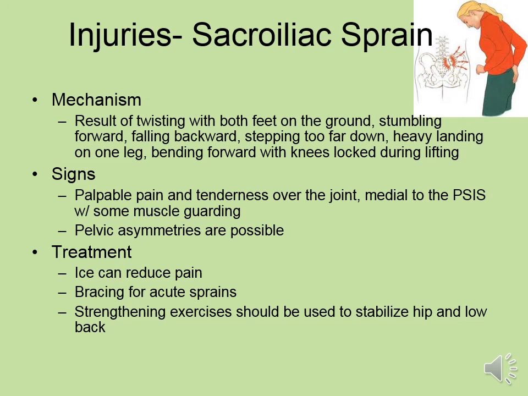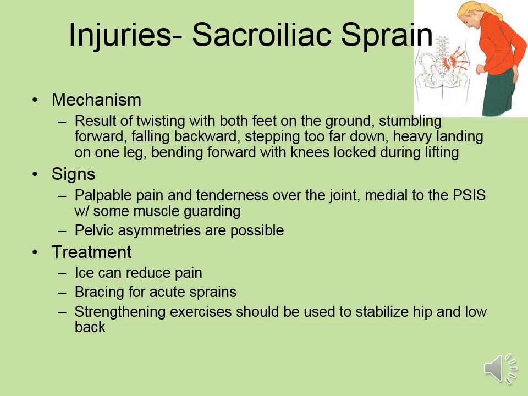Signs here would be palpable pain and tenderness over the joint, medial to the PSIS or the posterior superior iliac spine, and they'll have some muscle guarding, sometimes in the low back, sometimes in the posterior hip or the glute area. The person could have pelvic asymmetries, so if we have them march and we put our fingers on their SI joints, one will move more than the other one, or the pelvis on one side or the other will be rotated forward or backwards, and we have different ways of assessing that.